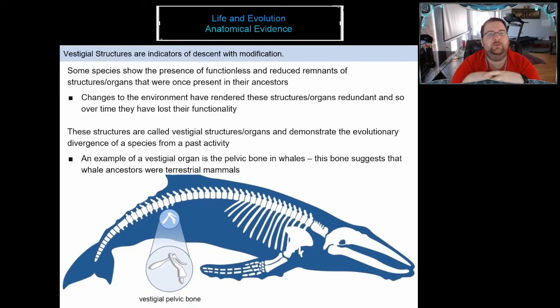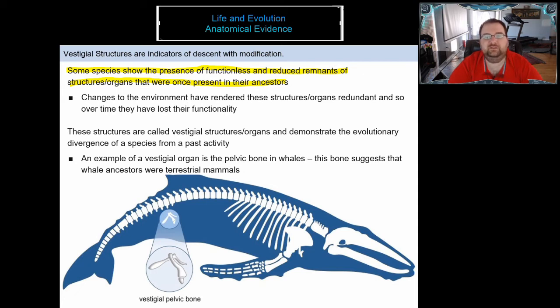The next thing I want to talk about is vestigial structures. Now, we've talked about vestigial structures in Health Science 20. A vestigial structure is something that's a remnant of your ancestors. So some species show the presence of functionless and reduced remnants of structures or organs that were once present in their ancestors.